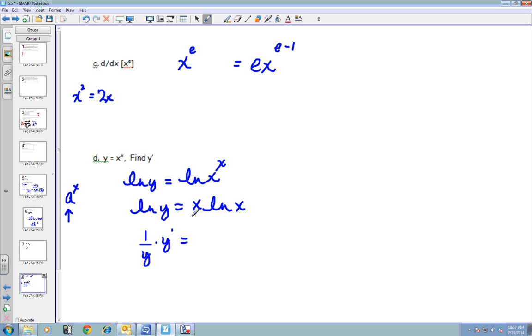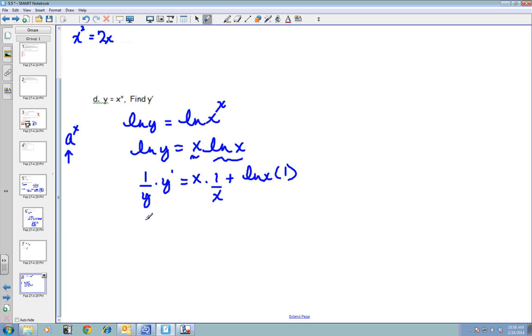This is going to be the product rule. Here's my first term, here's my second term. So my first term is x times the derivative of the second, which is 1 over x, plus my second term times the derivative of the first. Okay, so let's simplify this a little bit. This is really y prime over y. X over x, that's just 1 plus natural log of x.